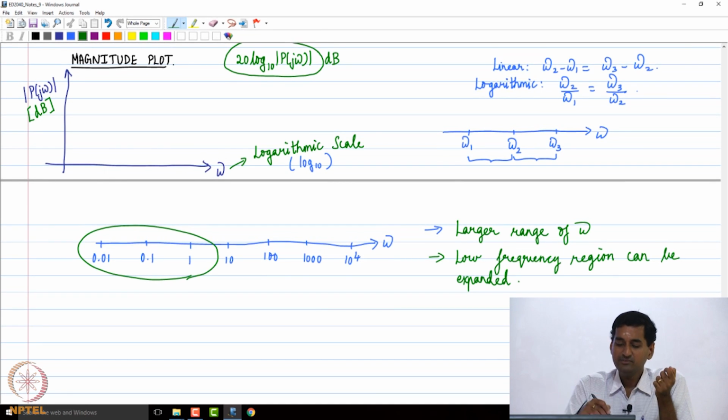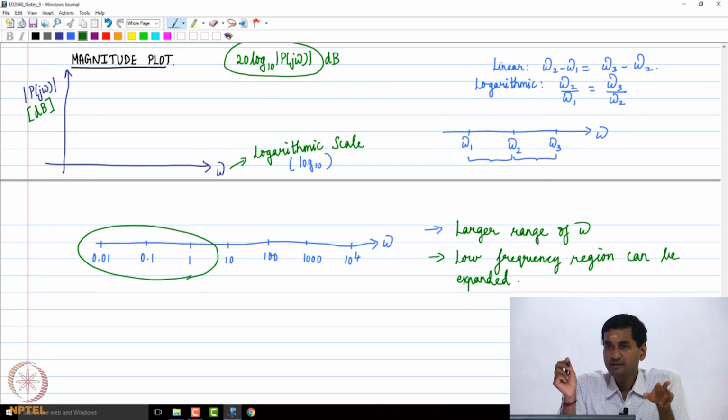Now comes the second question as to why we use a decibel scale for the magnitude, okay, because we take the magnitude, we take the logarithm to the base 10 and multiply it by 20 and convert it to decibels, right. Why should I use a logarithmic scale for the magnitude?